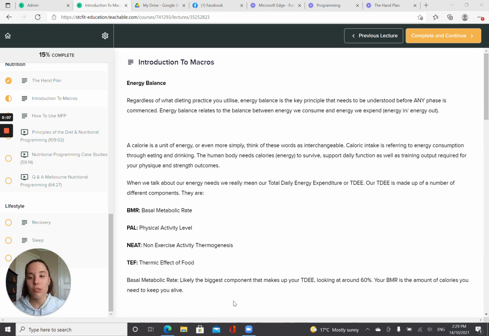So what we'll take you through is how this actually works, what macronutrients are, and the things that you guys need to consider when it comes to tracking your macros.